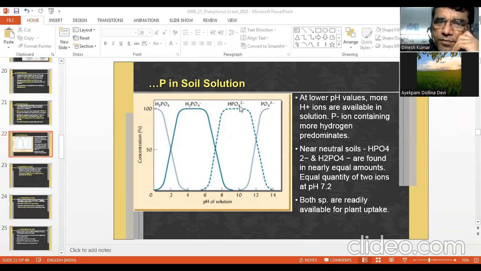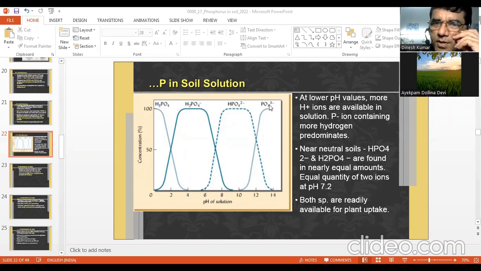And then comes the turn of HPO4. You can see here it is 0, and then at about pH 6, HPO4 2 minus starts increasing its level. Around pH 8 it is maximum. You can see 100%, and then it stays up to pH 10, 11 or 12. It is like this for the HPO4 form, and then comes your phosphate.